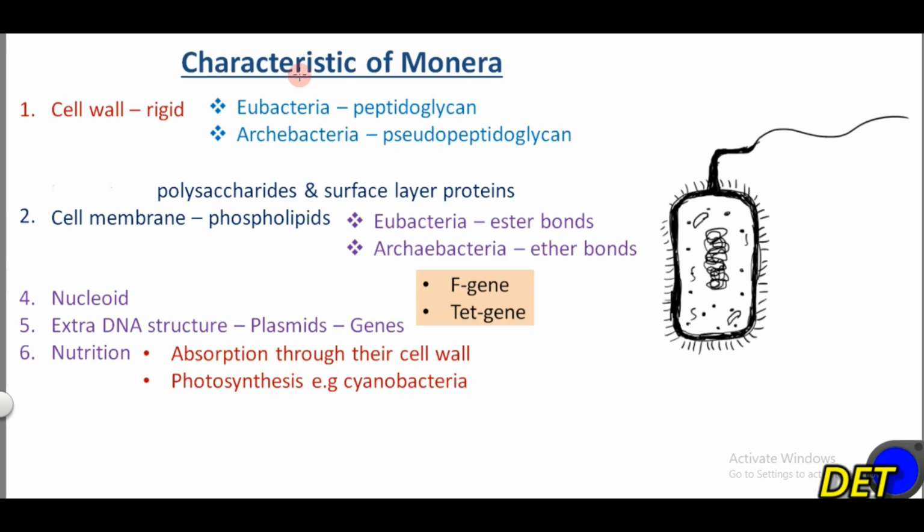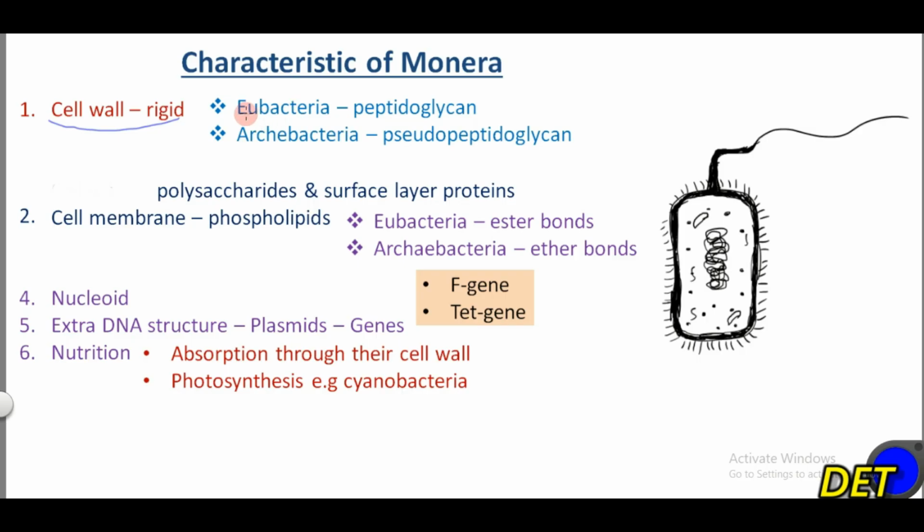So here we're looking at the characteristics of the kingdom Monera. Organisms in this kingdom have a rigid cell wall. Their cell wall is rigid, right? And like I said before, there are two subkingdoms under the kingdom Monera. We have subkingdom Eubacteria and subkingdom Archaebacteria.